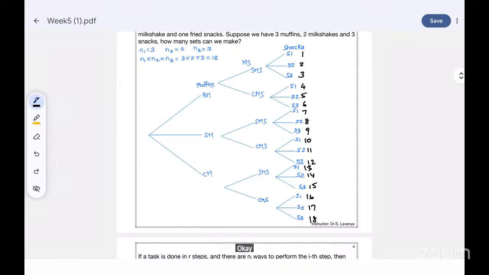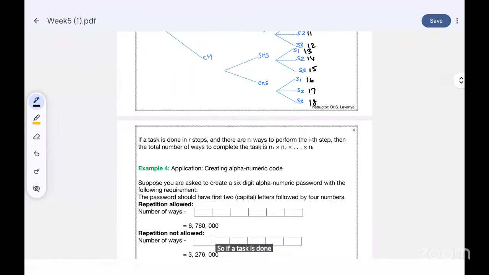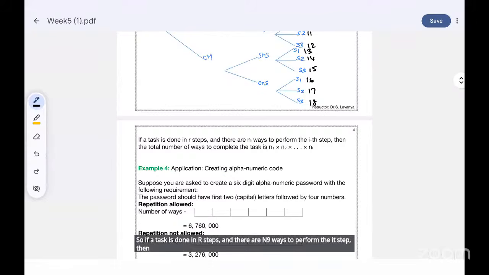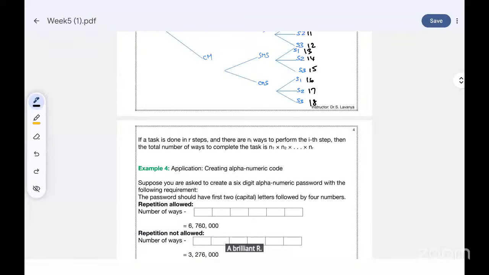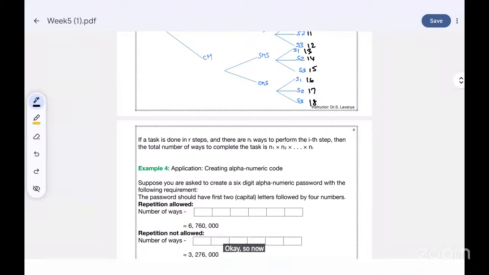Okay. Fine. So now generalizing this. If a task is done in R steps and there are Ni ways to perform the ith step, then the total number of ways to complete the task is N1 into N2 into up to Nr. Okay, so you can keep on multiplying this. Even if there are R steps, you can still use the same technique. Okay, so now let's look at another example here.